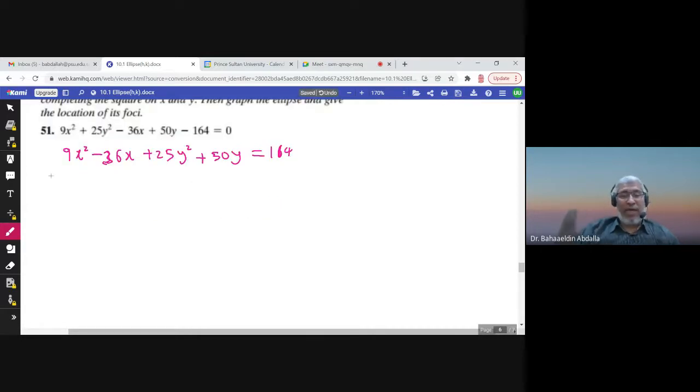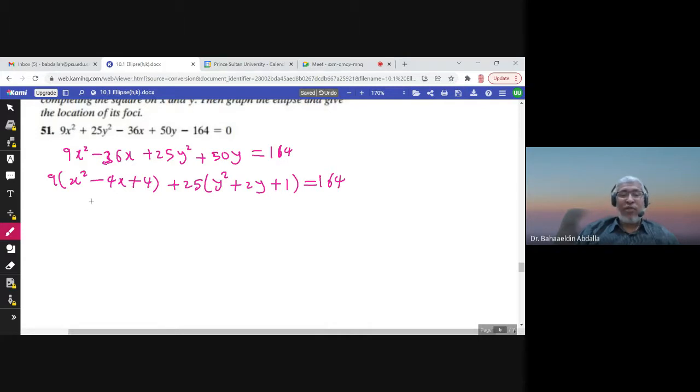Then I take 9 as a common factor. I'll have x squared minus 36 over 9, which is 4x. Negative 4 over 2 is negative 2. Squared is 4. That's the number I need to add. 25, take it as a common factor. 50 over 25 is 2. 2 over 2 is 1. Squared is 1. So this is the number I need to add.